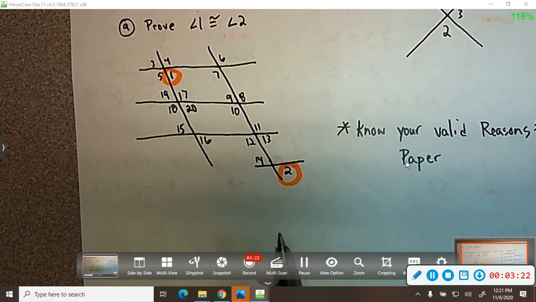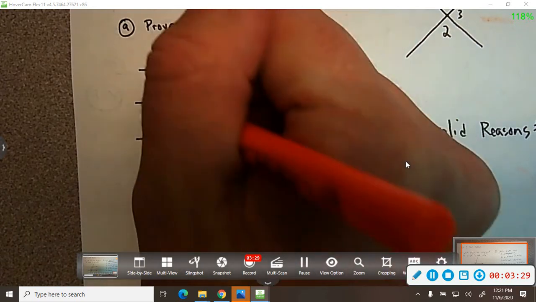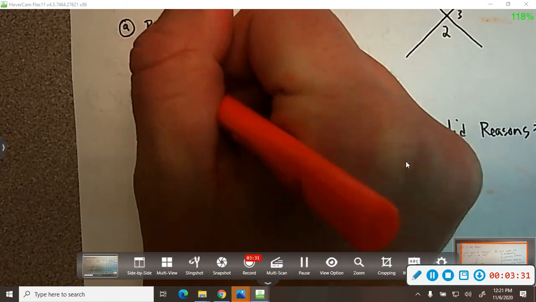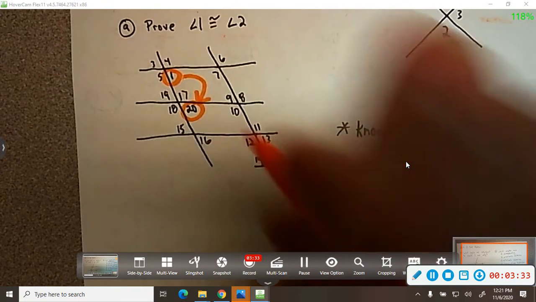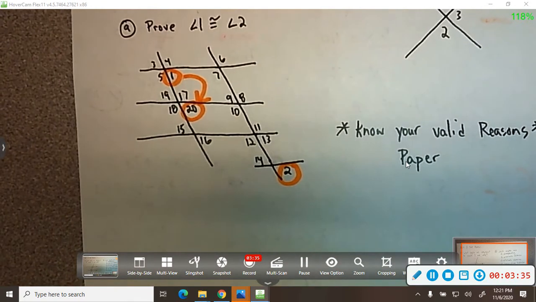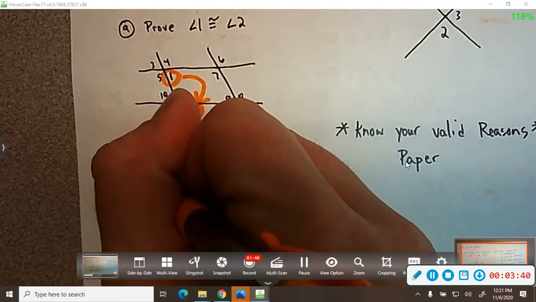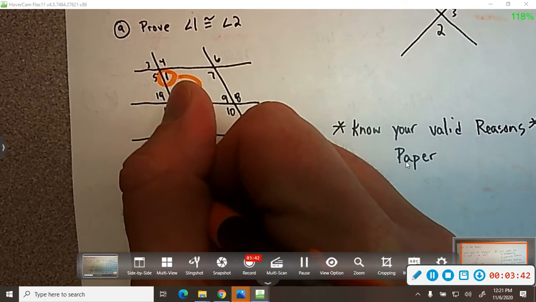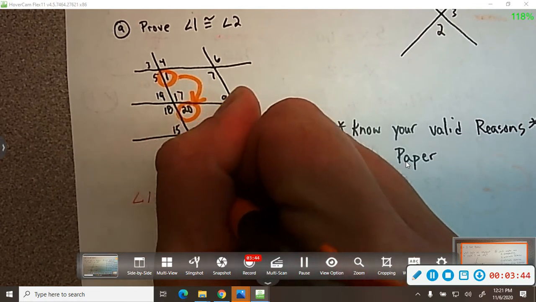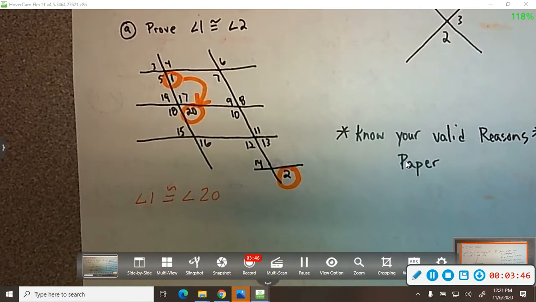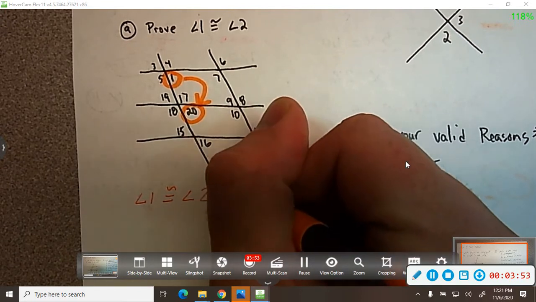So whatever I'm about to put is probably the short method, because that's kind of how I am. So let's first go from 1 to 20. I'm going to say that angle 1 is congruent to angle 20. And then proof means why. Why do I know those are congruent? By the corresponding angles postulate.